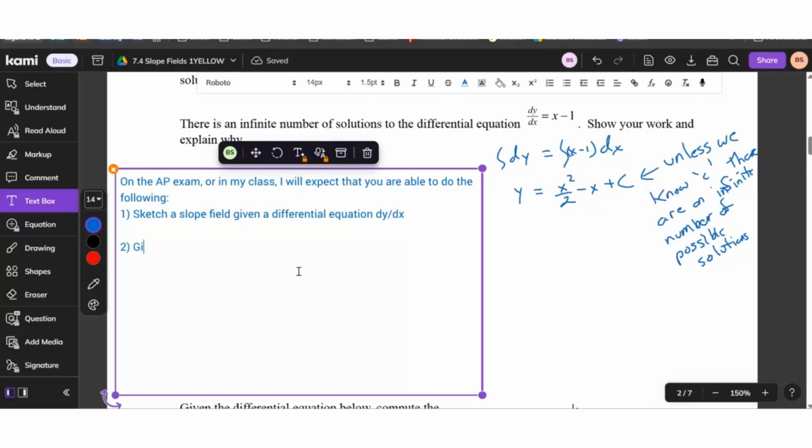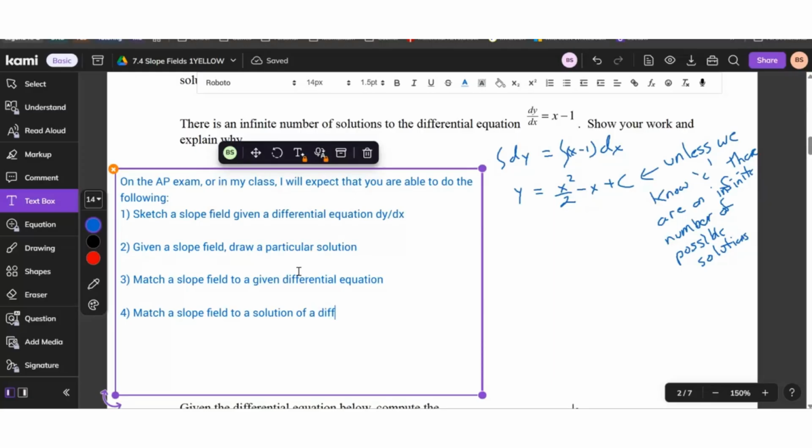I'm also going to expect that given a slope field, you can draw a particular solution. So you're going to be able to map out one of those possible solutions. You're going to be able to match a slope field to a given differential equation, and match a slope field to a solution of a differential equation. So those are the four things that we need to be able to do.